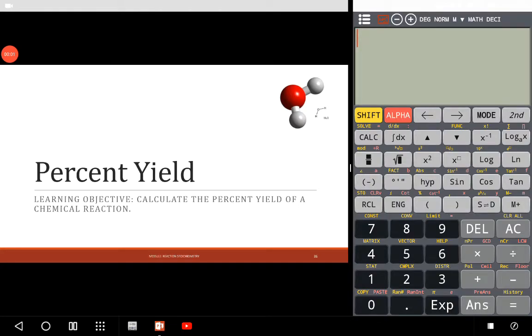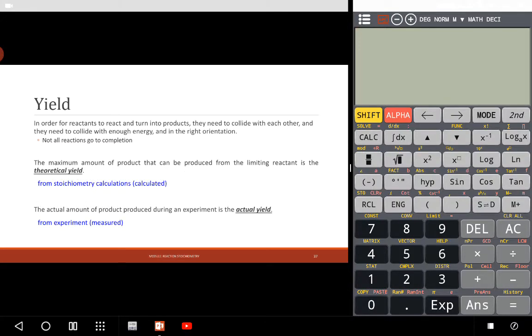In this video, we're going to be going over percent yield, which is part of our learning objective for calculating the percent yield of a chemical reaction. So what do we mean by yield?